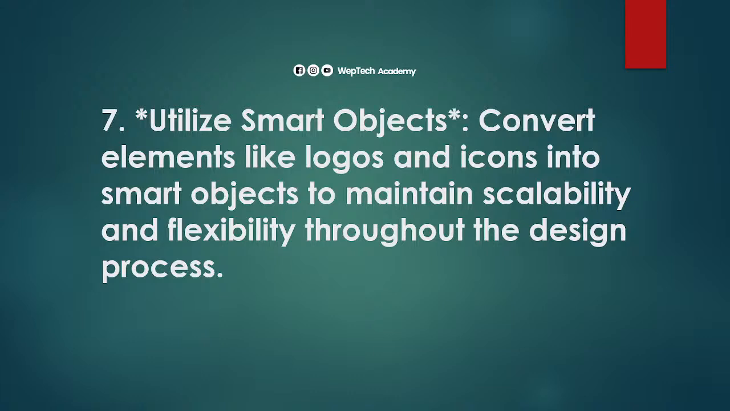Utilize smart objects. Convert elements like logos and icons into smart objects to maintain scalability and flexibility throughout the design process. It's very important that you understand this, and I will lay more emphasis on it in the first practicum. When you convert your file to a smart object, it maintains the quality on whatever app you're using. You can also convert it on Illustrator, CorelDRAW, Photoshop and others. I'm going to be showing you how to do this on basically all the apps, so converting it like this is very important.